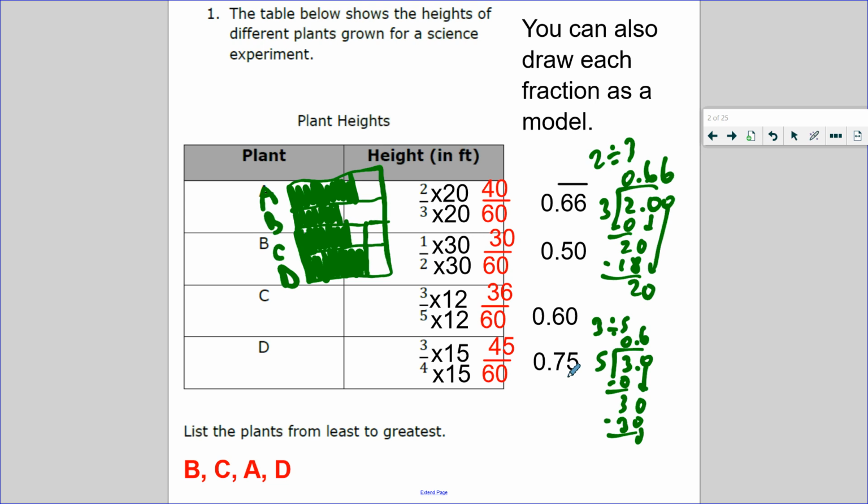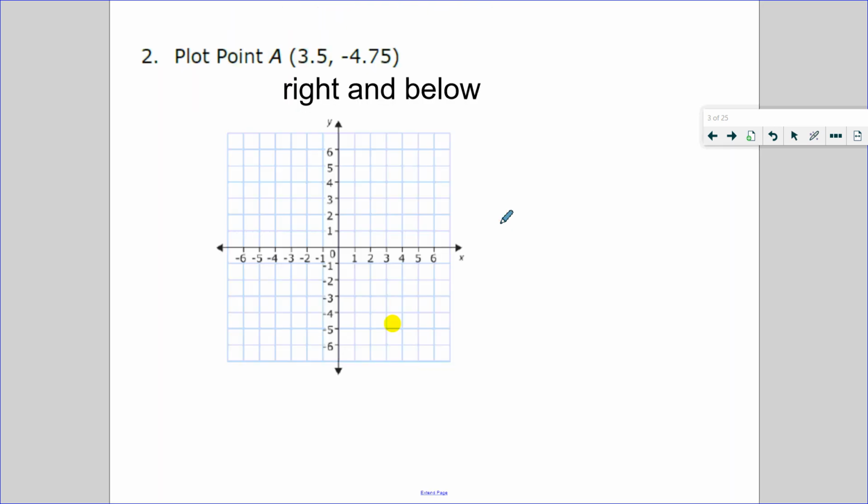And the last way to do it is find a common denominator like you did in 5th grade. 60 is a common denominator, and you build it up. Many ways to do this. What else do you need to know to be successful in the upcoming test?